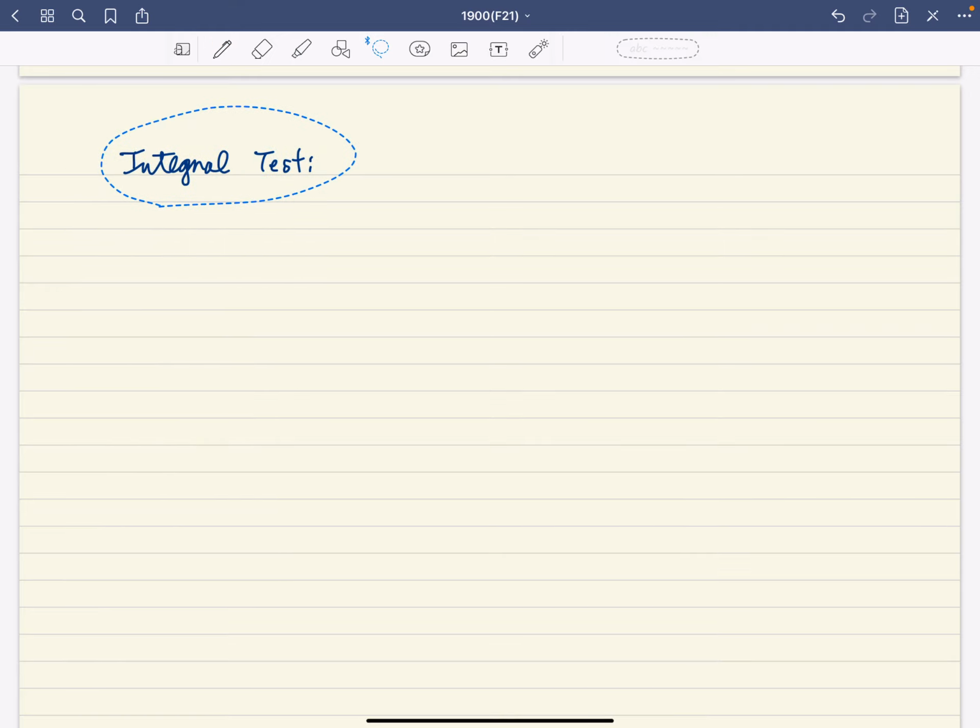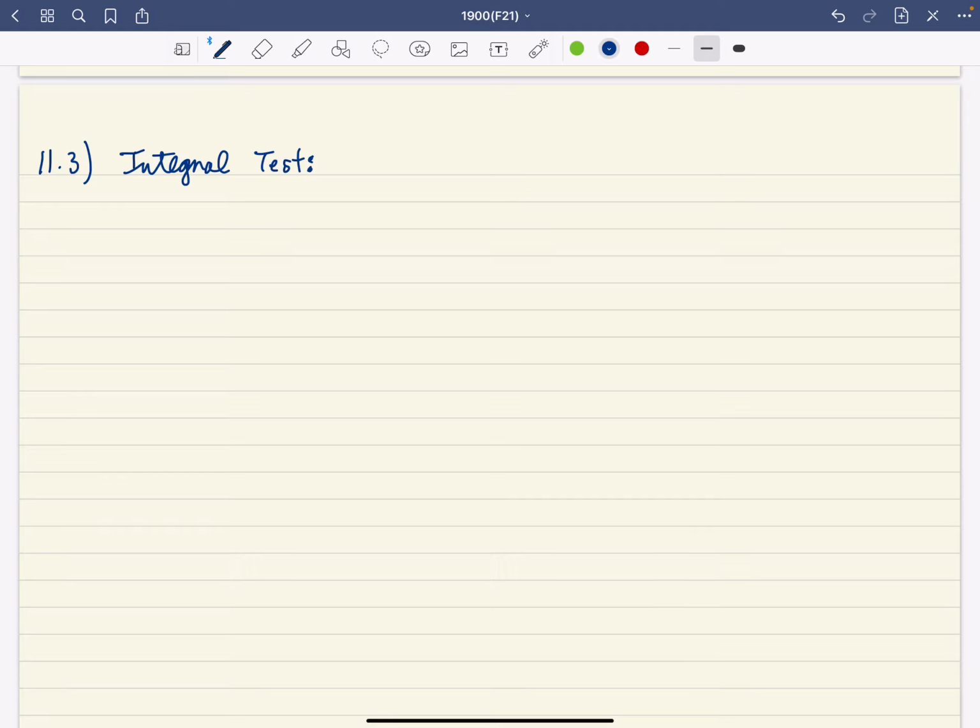In this video, I want to introduce the integral test. This section will have to be broken down into a few videos, but in the first one, I just want to introduce the idea and explain it. And then in future videos, we'll do some examples and see how it works in action.